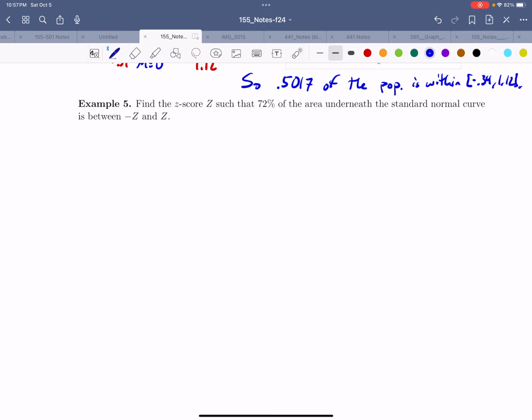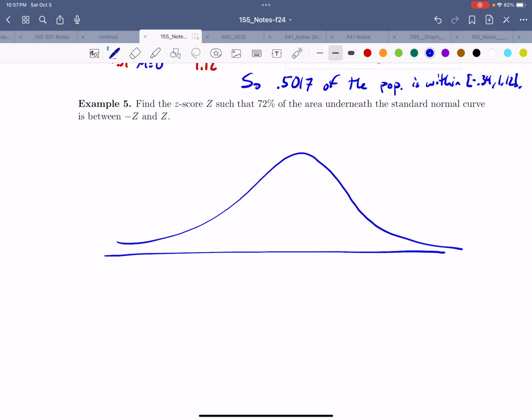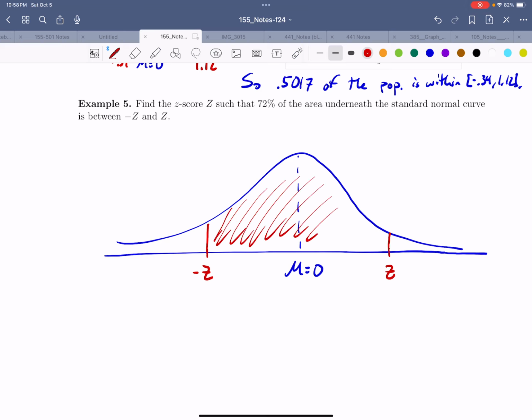Find the z-score such that 72% of the area underneath the curve is between negative z and z. So again, let me try to draw the normal curve, standard normal curve, something like that. Again, this is our mean, which we know equals 0. And the idea is that we're trying to find negative capital Z and positive capital Z, such that this area right here is 72%.